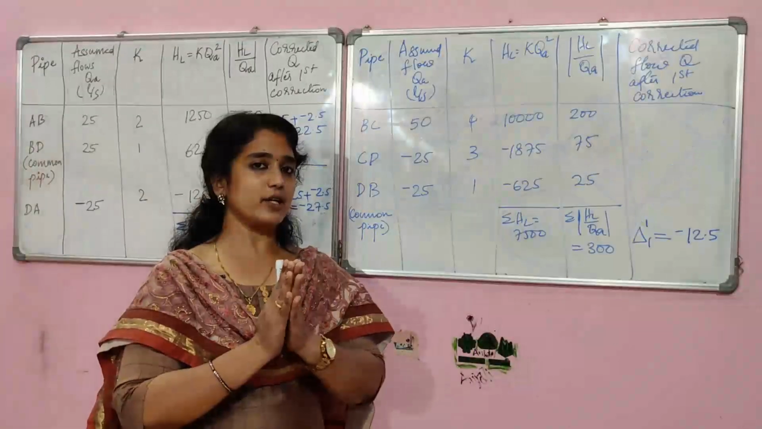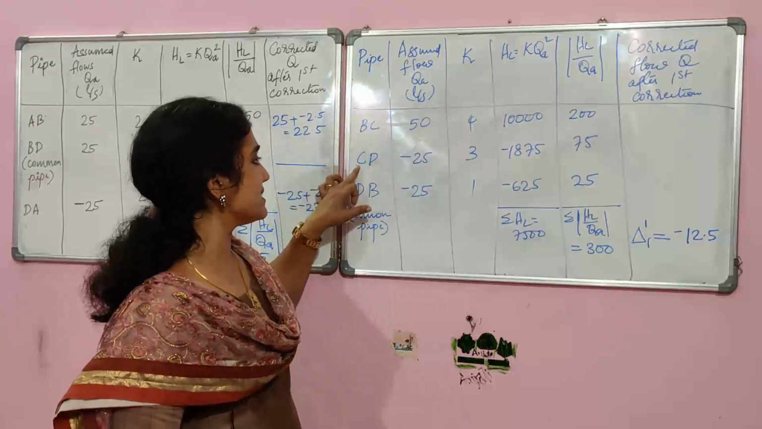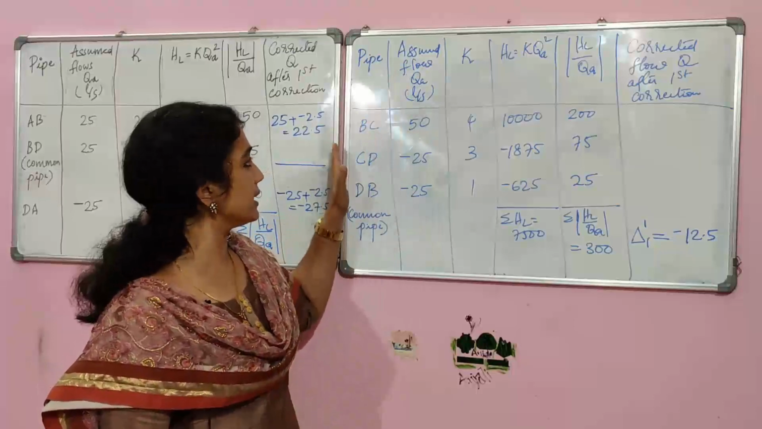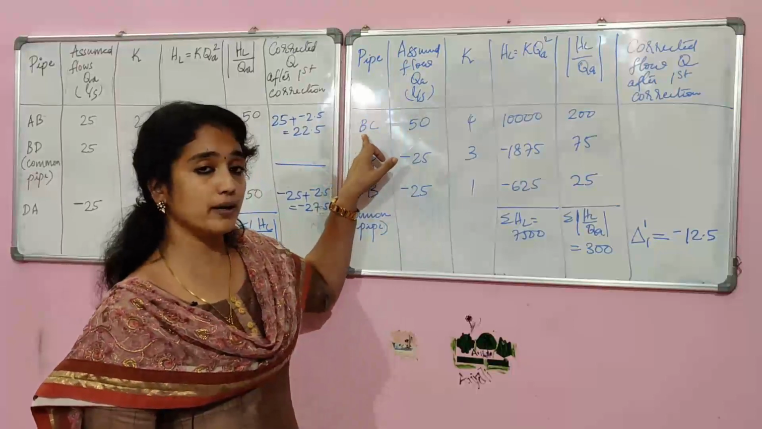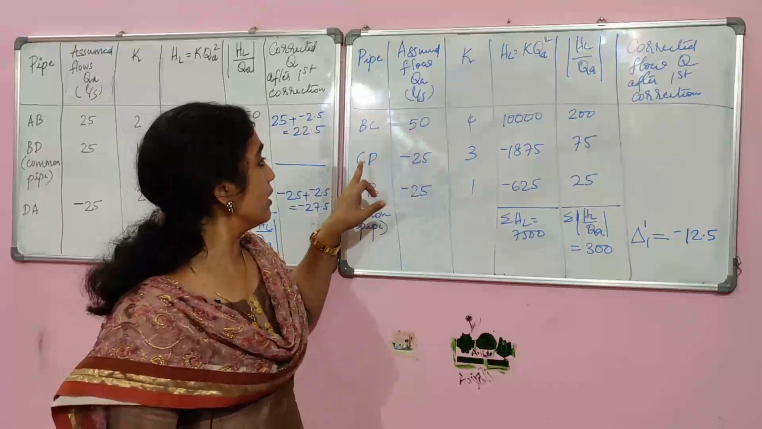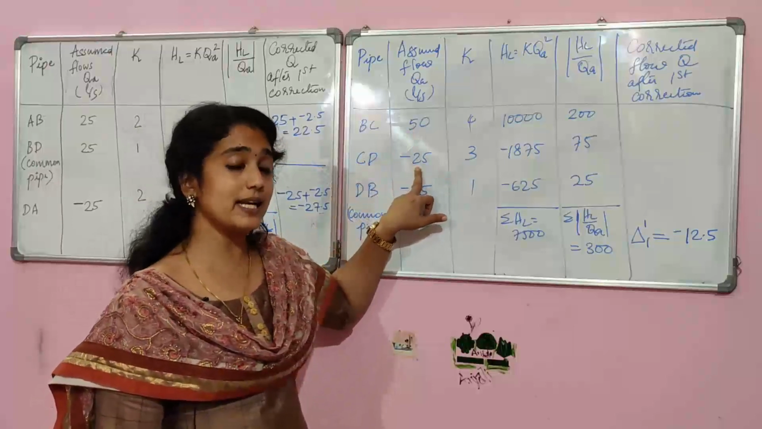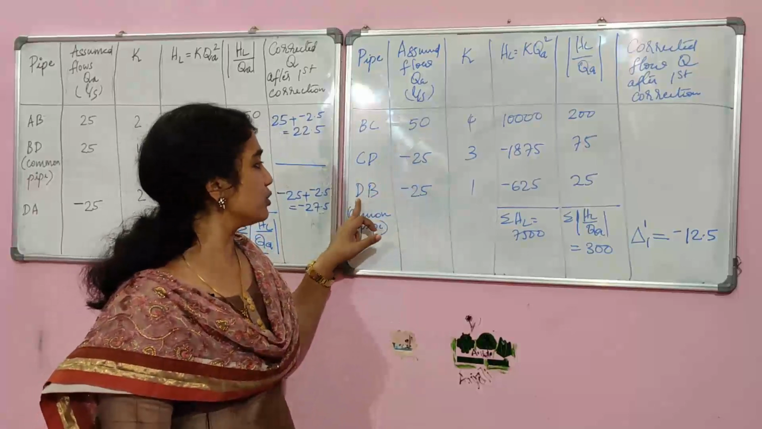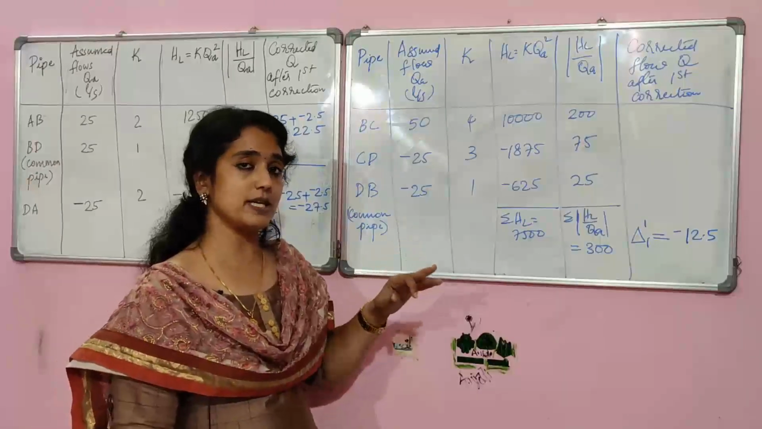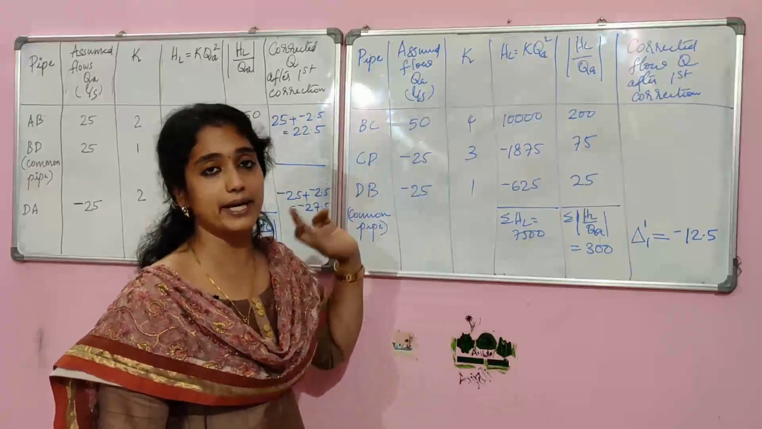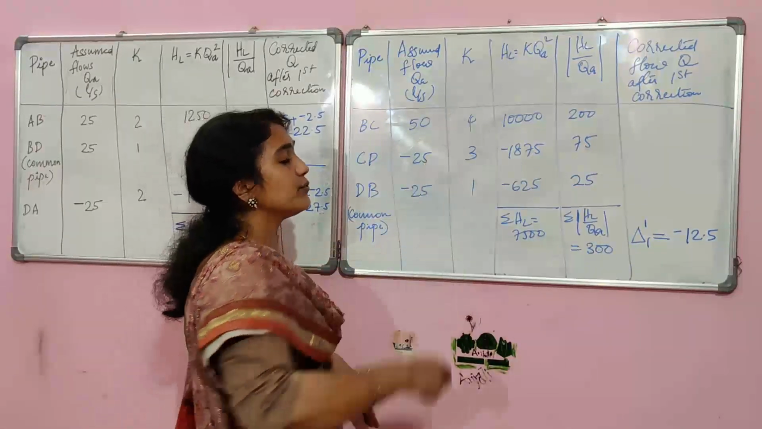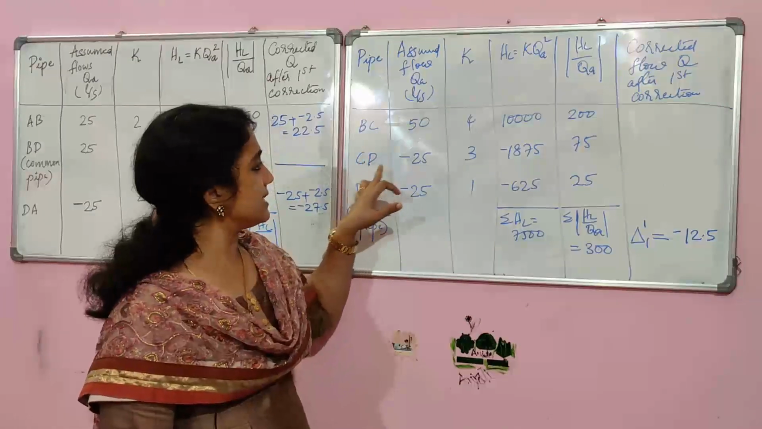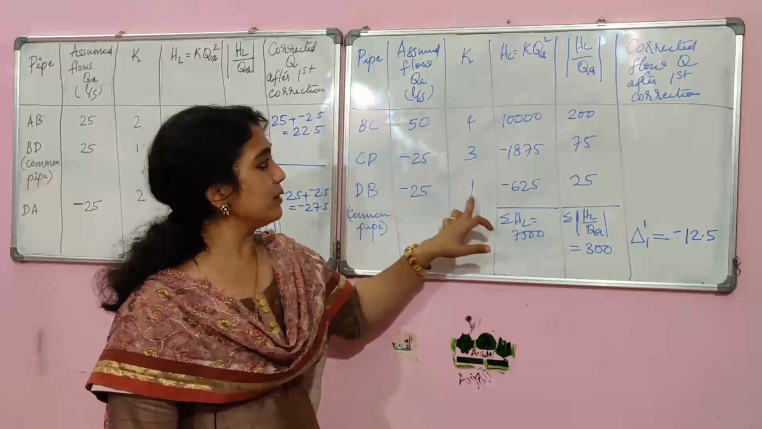Then we will move on to the next loop, that is BCDB. For the second loop, the pipelines are BC, CD and DB, and here is the assumed flow through those pipelines: through BC it is 50 liters per second, for CD it is 25 liters per second and it is anti-clockwise, so a minus sign is there, and also for DB it is 25 liters per second anti-clockwise, so we are giving a minus sign. The K values for these pipelines are 4 for BC, 3 for CD, and 1 for DB.